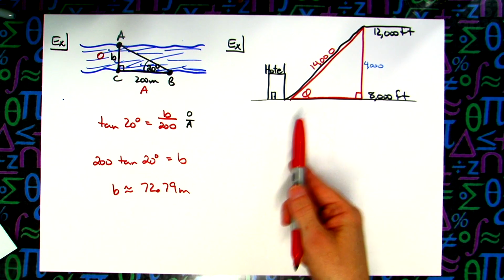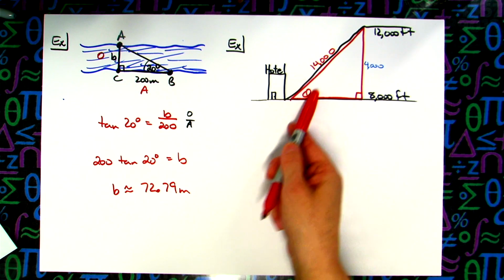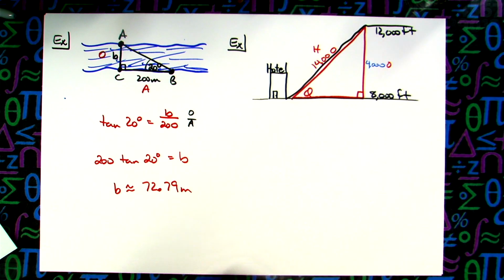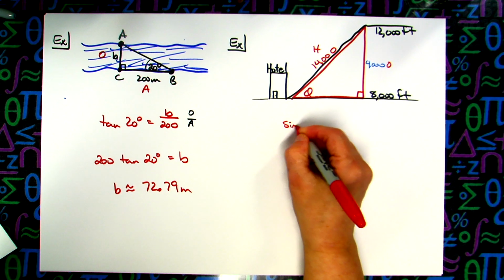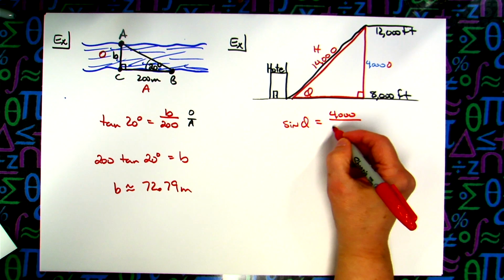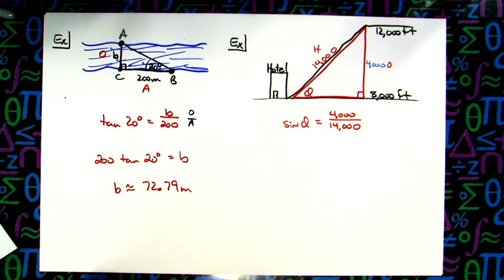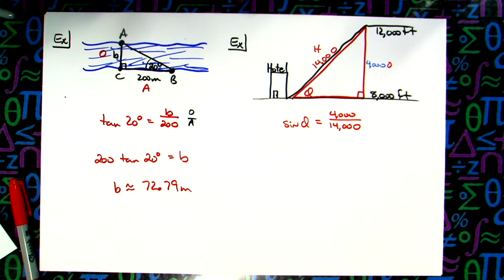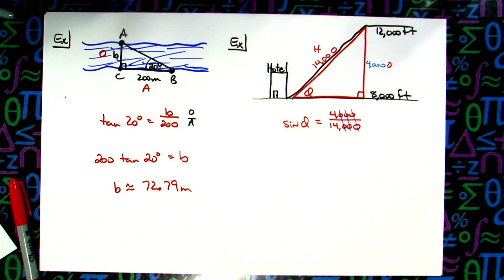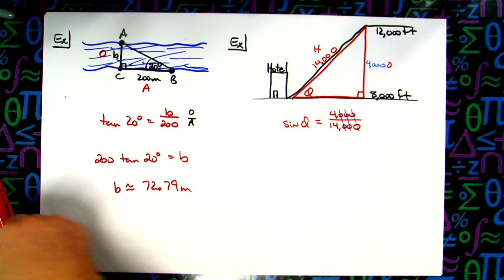Here's my angle, my reference angle. So this is the opposite, and this is the hypotenuse. Which trig function, opposite over hypotenuse, is sine? So then I've got sine of theta is 4,000 over 14,000. So there's my trig equation. Now I'm probably going to do a little bit of reducing just so I don't have huge numbers, cross off zeros. 4 over 14 is like 2/7. So I might go ahead and reduce that to 2/7.